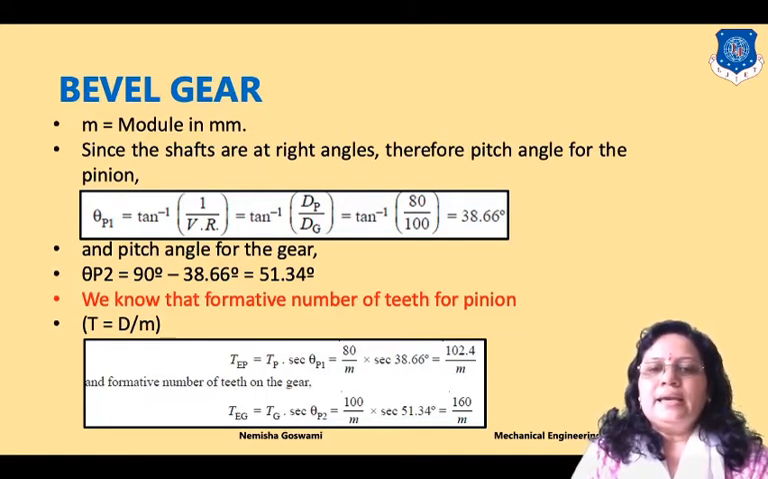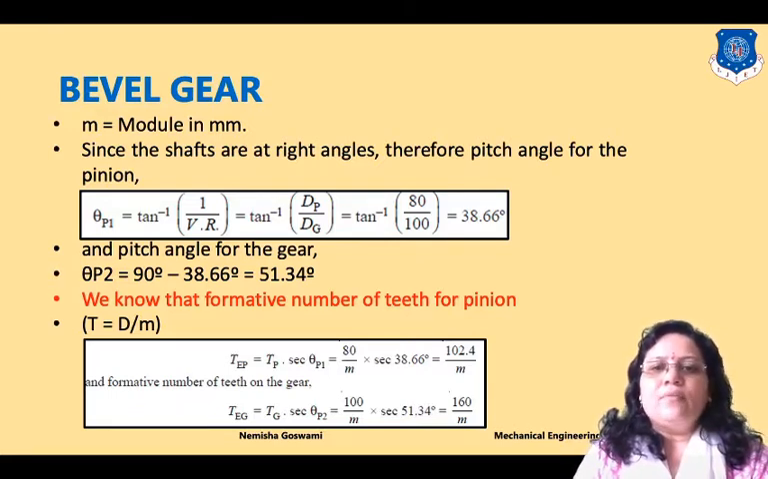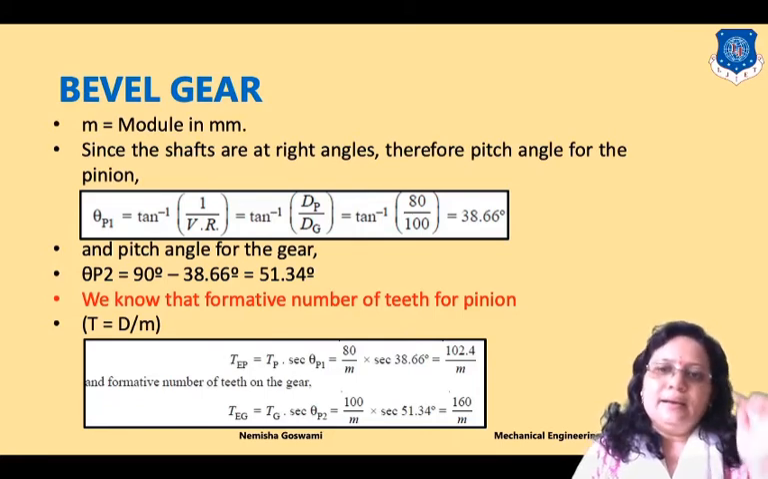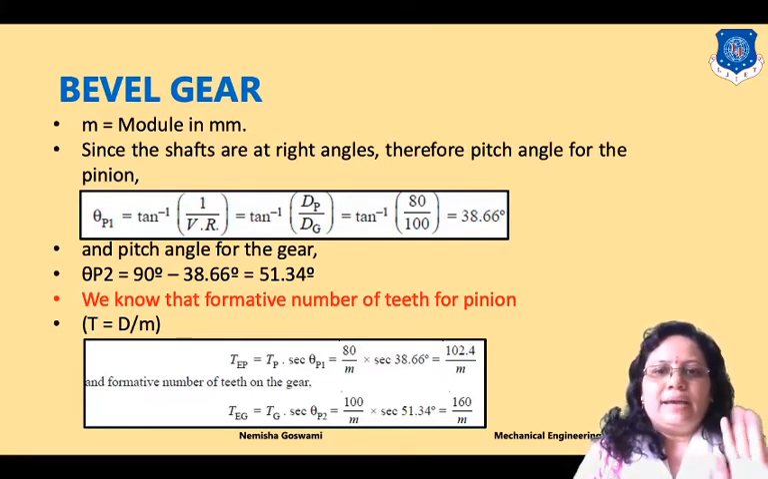Now you can see here I have written one relation, T is equal to D by M, or you can say that module is equal to pitch circle diameter divided by number of teeth. So what is the module? D by T. So T is equal to D by M. I have just taken this value from there. So TP is equal to dP divided by M. I have put this value in this equation.